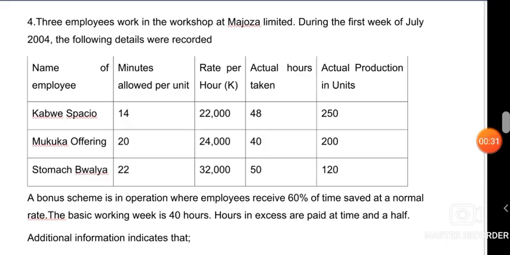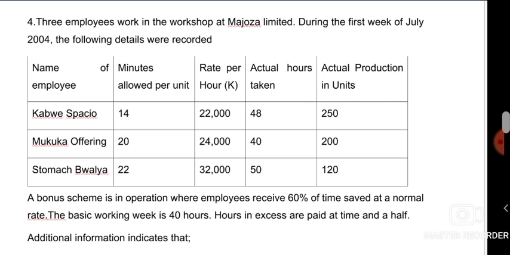So take a look at the question on the screen. Three employees work at a workshop at Majosa Limited during the first week of July 2004. The following details were recorded. You have a table there. It's just about understanding what's in the table there. There are a number of employees. The names of the employees are Kabwe, Mukuka, and Stomach Walia there as well.